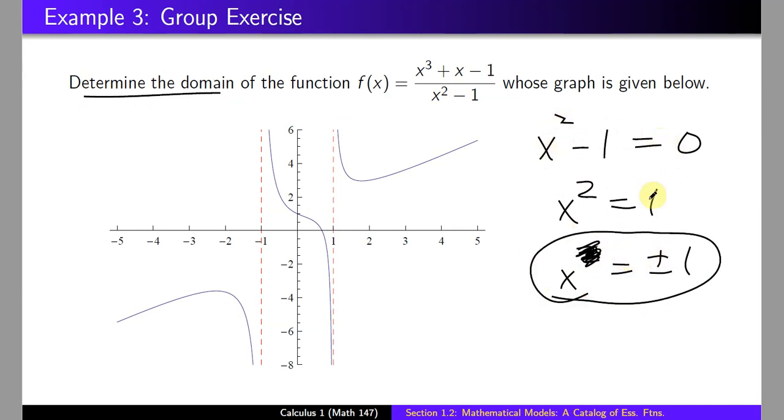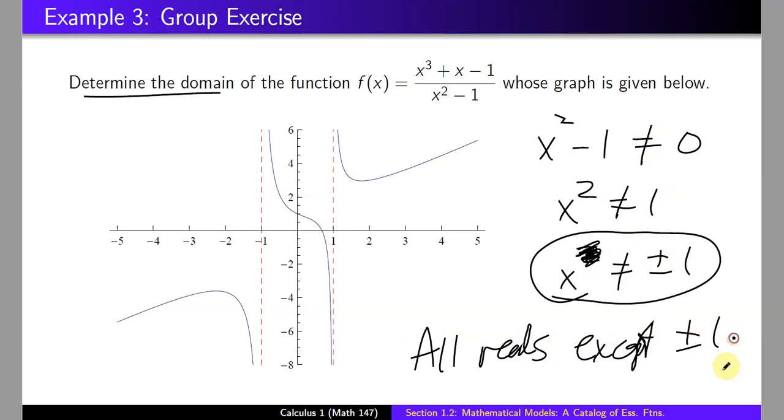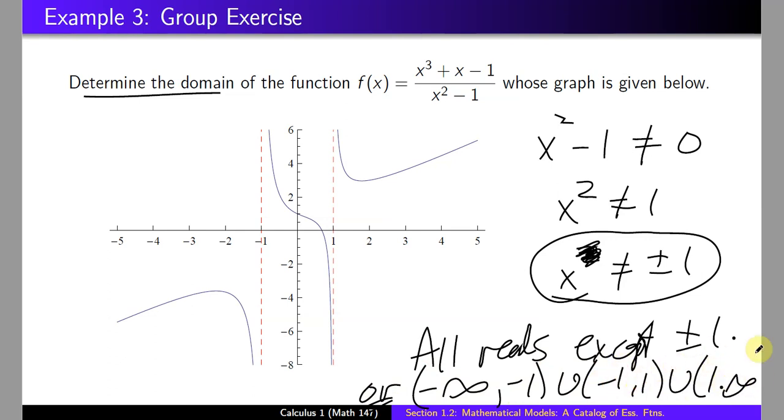So what is the domain? We don't want the denominator to be 0, so we don't want x to be plus or minus 1. Or in other words, all real numbers except plus or minus 1. Now, very often this textbook likes writing things in interval notation, so we're going to practice that. So this is what it would look like in interval notation. We're just going from minus infinity to infinity, but we're skipping over plus or minus 1 and putting a union between the sets and the breaks here.